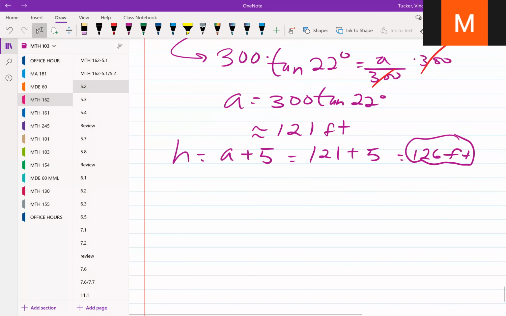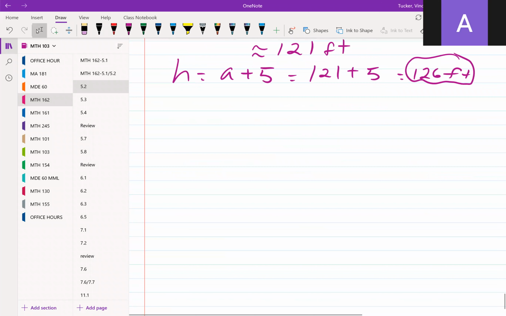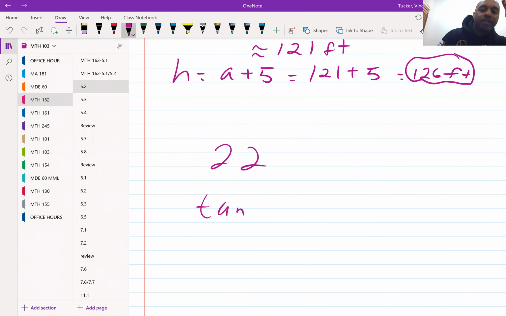Yeah, I just wanted to know what you put in the calculator to get 121 feet. Now it depends on the type of calculator you have and how you would set it up. You do want to make sure that your calculator is in degrees. Now some calculators you will put in 22 first, then hit the tan button, and then multiply it times 300.